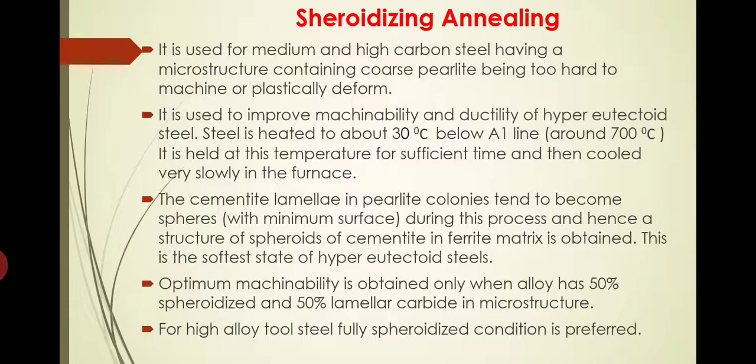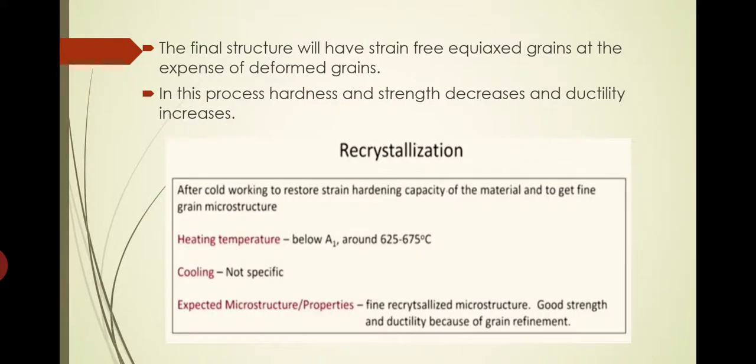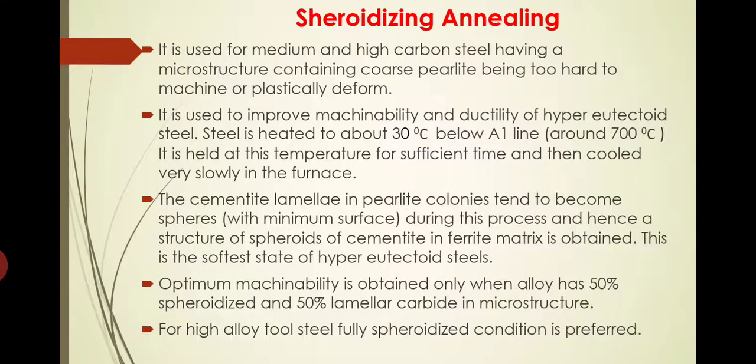It is used for medium and high carbon steel having a microstructure containing coarse perlite, being too hard to machine or plastically deform. See, I have already told recrystallization annealing is usually done only for the low carbon steels, but if you want to do the annealing process for the high carbon steel, then we will be doing spheroidizing annealing. This is usually done for the material having coarse perlite structure, and coarse perlite has a property that it is very difficult to machine and it will not deform plastically. That is the importance of coarse perlite.